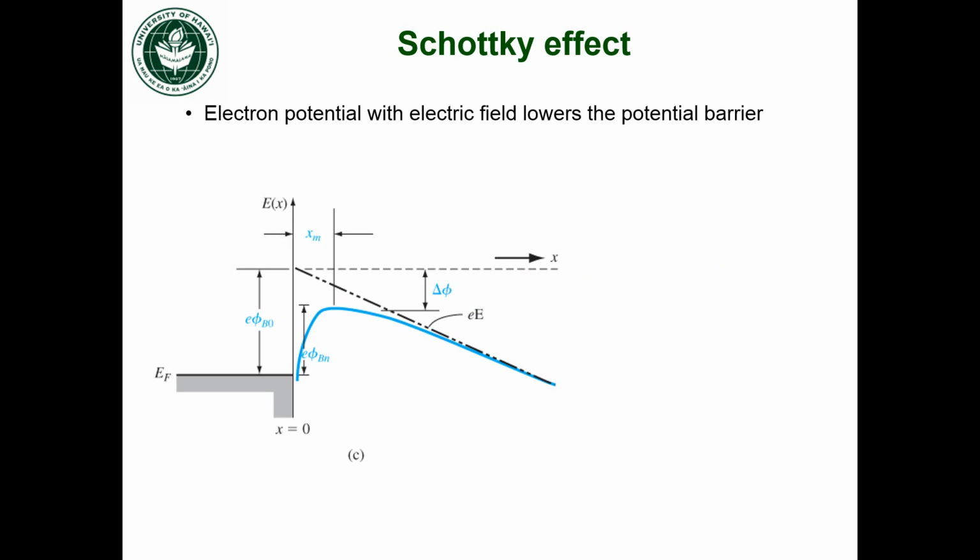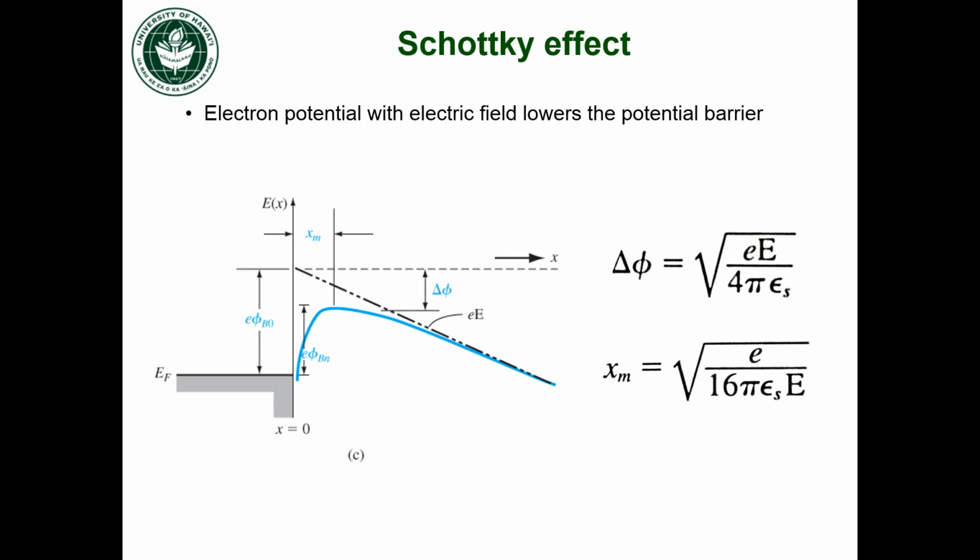this actually lowers the potential barrier at the metal semiconductor interface. Okay, so this dashed black line shows what the ideal case should be, and this blue curve shows what it actually is due to the Schottky effect, this lowering of that potential barrier because of that electron potential and the electric field. We can describe the lowering of the barrier by this equation, and we can describe the point at which the highest barrier occurs from the junction, that's x sub m, using this equation.